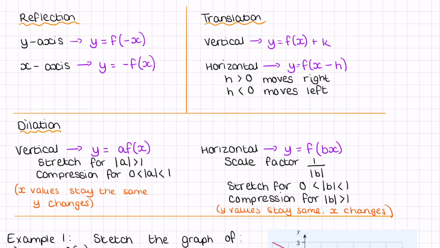With a horizontal dilation, the x in the function is multiplied by a value. The scale factor is 1 over the absolute value of that number b. So if b is a fraction between 0 and 1 or between 0 and -1, it will stretch horizontally. If the b value is greater than 1 or less than -1, it will compress. I like to think of it this way: if b is, say, a 2, then everything's happening twice as fast, so the graph will be squished because it's happening quicker. A quick note here, the y values stay the same, but the x will change. You'll see how that works when we do some examples.